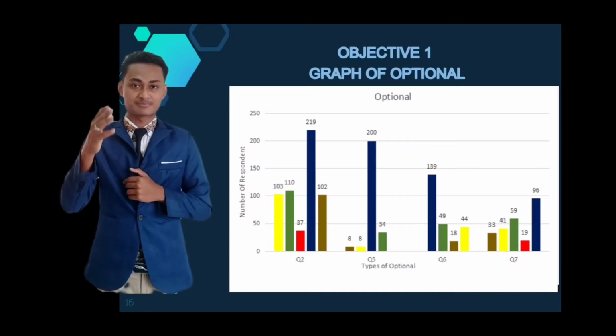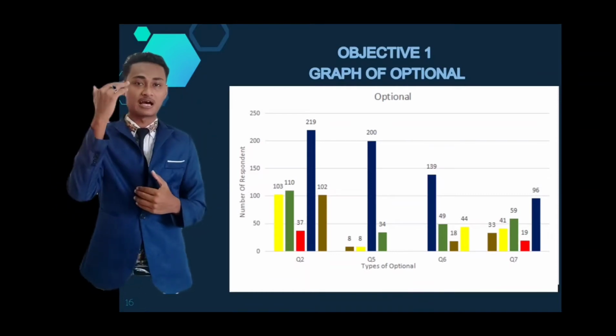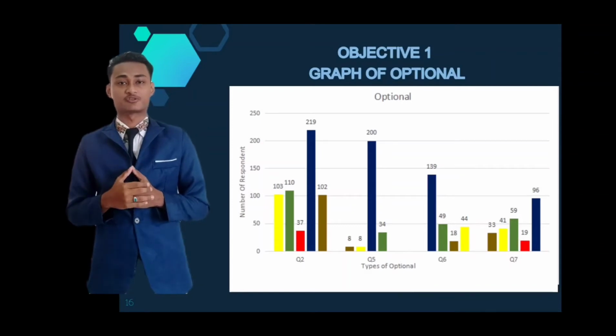Next, the respondents who spent 20 ringgit and above is the lowest. The difference between the highest and lowest is 48.4%.